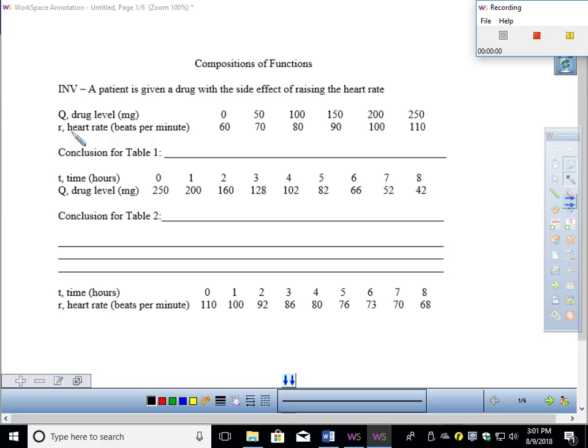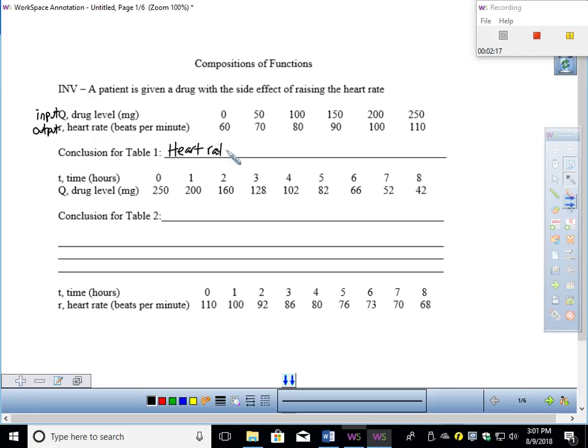And so this is a function of this. As a result, this would be the output as a function of the input. Just write that off to the side. I didn't do a fantastic job separating that, but you get the idea. All right, perfect. So heart rate is a function of the drug level. I guess that's the conclusion.